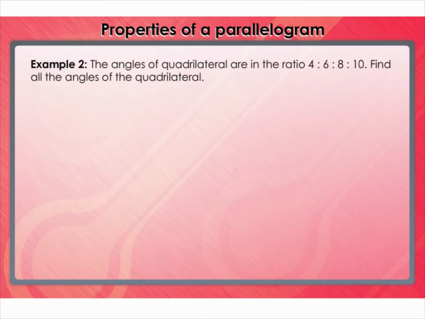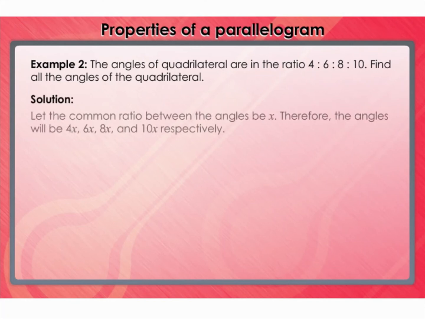Now consider the second example. The angles of a quadrilateral are in the ratio 4:6:8:10. Find all the angles of the quadrilateral. Let the common ratio between the angles be x. Therefore, the angles will be 4x, 6x, 8x, and 10x respectively.